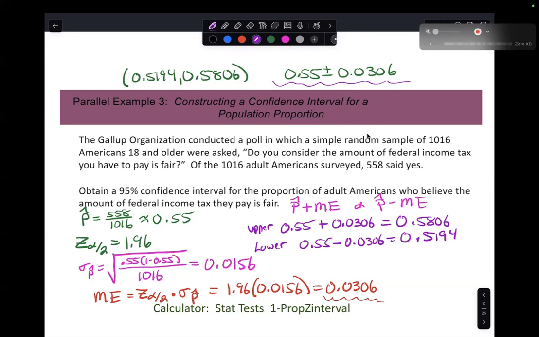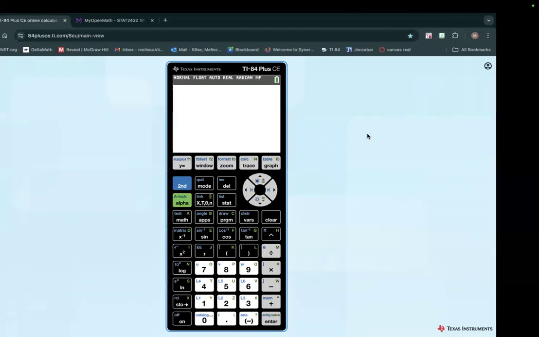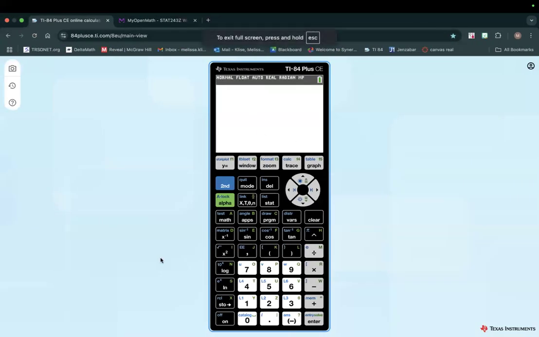Okay, you guys ready to do a calculator function? Get your fancy ready. Let's find, there it is. Okay, so we're going to use something called one prop z int, or interval. So it's one proportion z interval. That's exactly what it stands for.